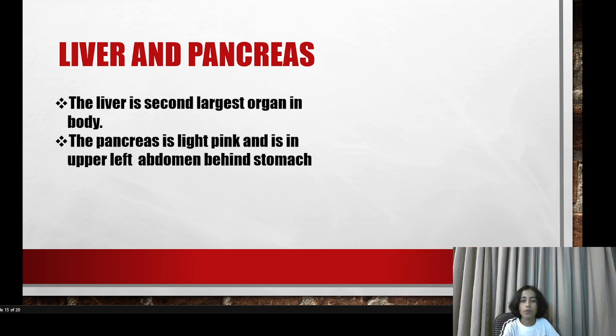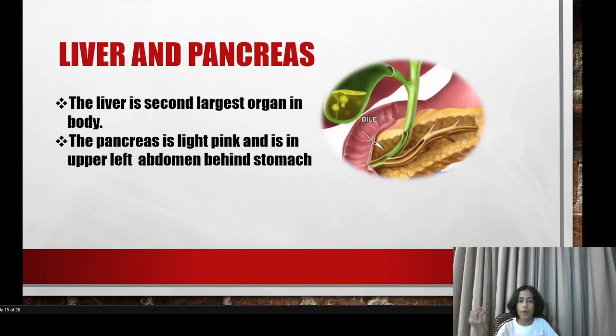Next, we also have gallbladder. So what is gallbladder? Gallbladder works in tandem with the liver. It's a sac-like organ. It just stores temporarily the bile juice for some time.